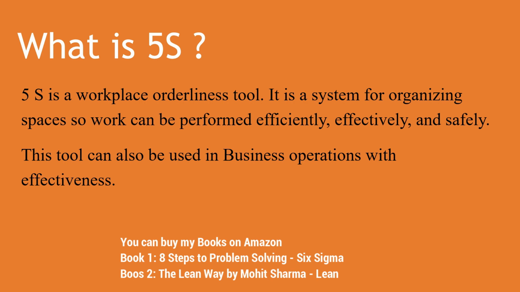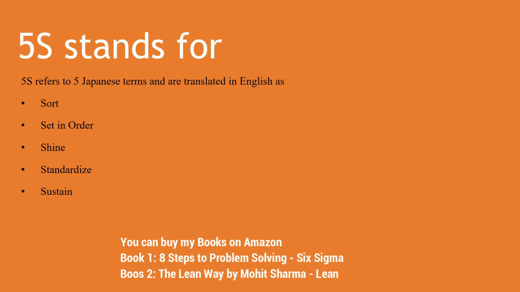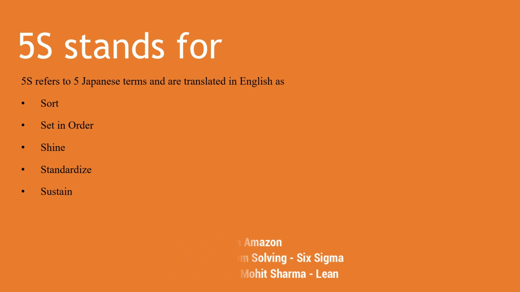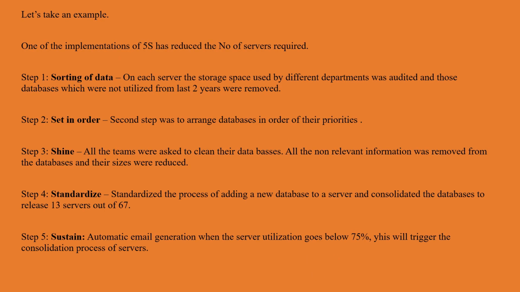So before we go ahead, let us understand what is 5S. The 5S is a workplace orderliness tool. It is a system for organizing spaces so work can be performed effectively, efficiently and safely. As I already said, this tool can also be used in business operations with effectiveness. So IT is also one of the business operations. It is a Japanese term and when it is translated in English, the 5S stands for sort, set in order, shine, standardize and sustain.